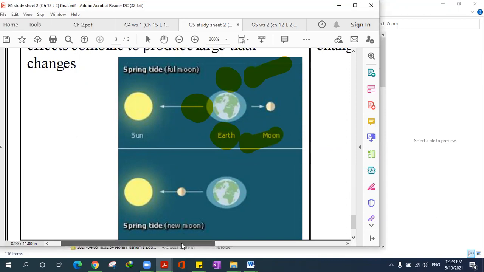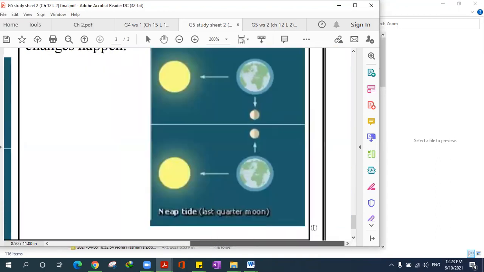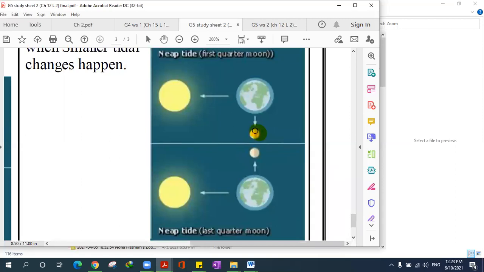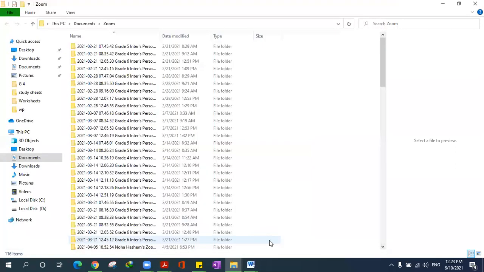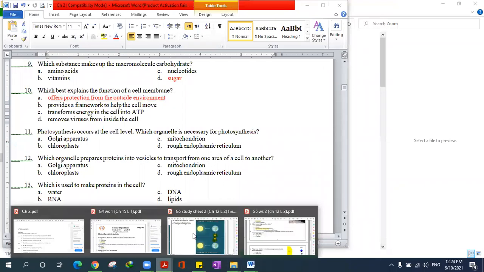Do you think it's a spring tide? No, it's neap tide. Yes, see? Neap tide is at those two positions here. This is the first quarter and this is the third quarter. Because if it's spring, I think the arrow will be to the sun.